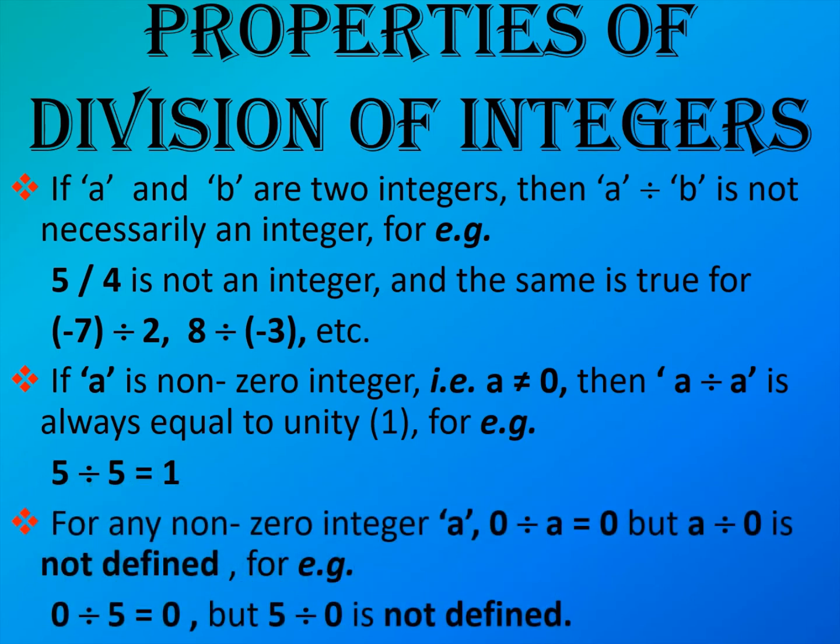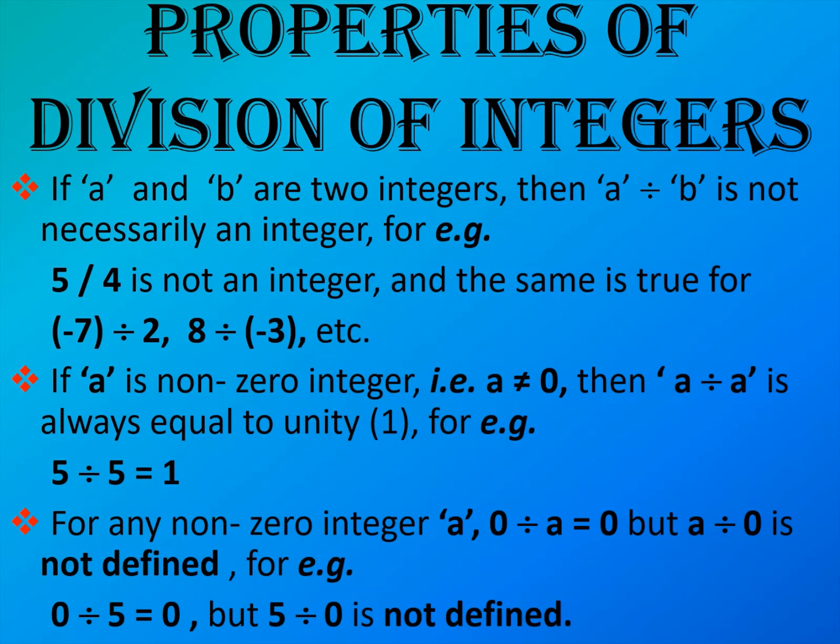Now let's see a few properties of division of integers. The first property says that if a and b are two integers, then a divided by b is not necessarily an integer. For example, 5 by 4 is not an integer, and the same is true if we divide minus 7 by 2 or 8 by minus 3 and so on.